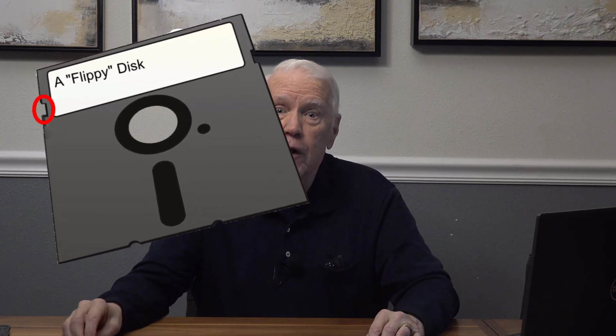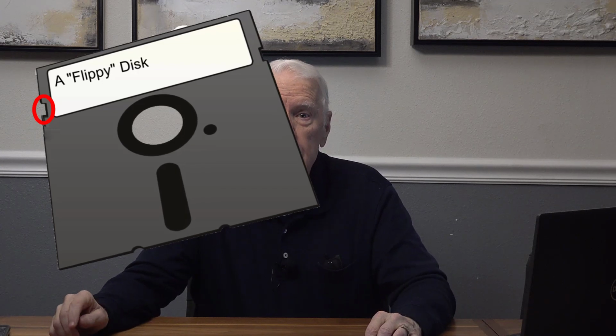And then later on, I learned how to cut the notch in the other side and turn the floppy disk into what's called a flippy disk, and I could record the information on both sides. So on one disk, I could store 320 kilobytes of information. And that was the state of the art back in the early 1980s.